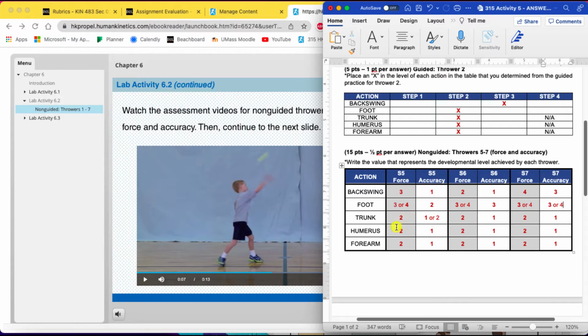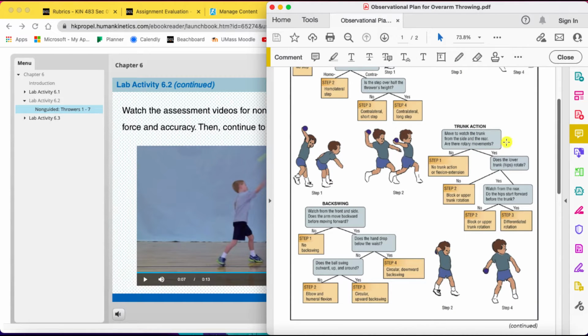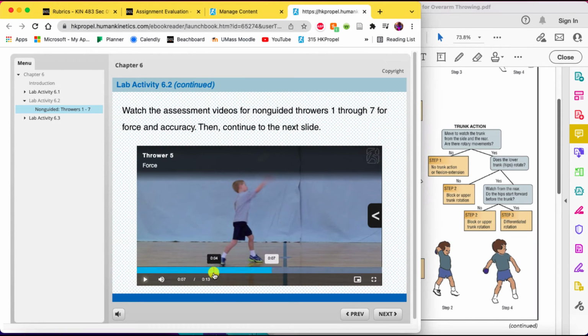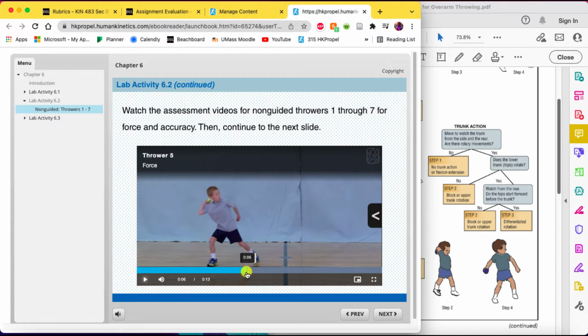For trunk motion, he categorized as a level 2. So if we look at our observational plan, is there any rotational movement at all? And if we look at his video, we can see yes, there is. So then the next point is if the lower trunk or hips rotate at all. Okay, so if we're looking here, yes, we do see the hips rotate.